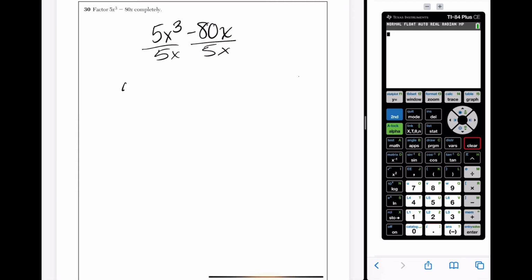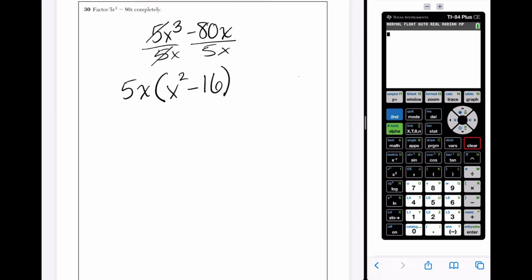So I'm going to rewrite that. I'm going to put the 5x on the outside. And here I end up with x squared minus, and for this, 80 divided by 5 is 16. And my x's go away. Okay, so I have 5x times x squared minus 16.